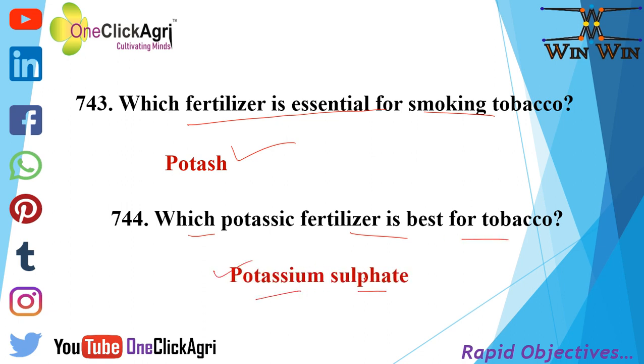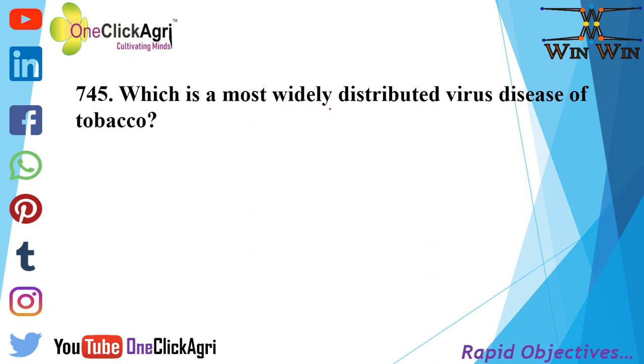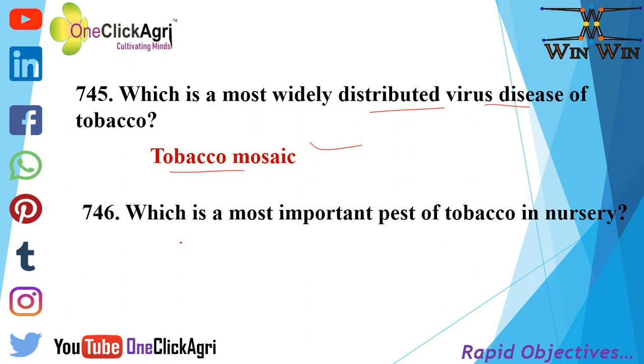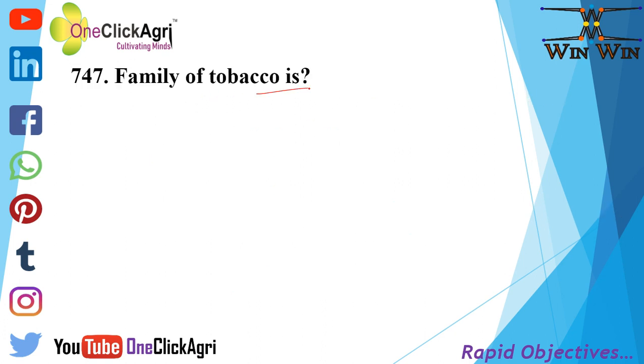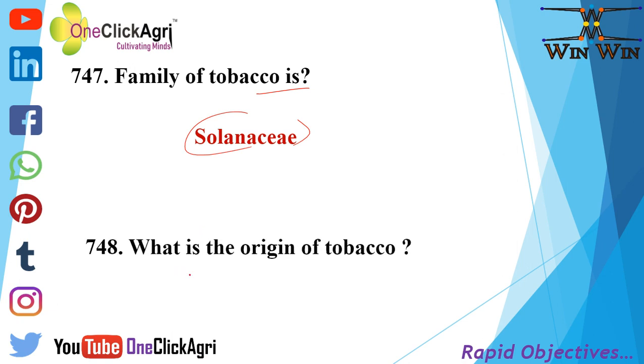Potassium sulfate. Next, which is the most widely distributed virus disease of tobacco? Tobacco mosaic. Next, which is the most important pest of tobacco in a nursery? Tobacco caterpillar. Next, family of tobacco, that is Solanaceae. Next, what is the origin of tobacco? That is America.